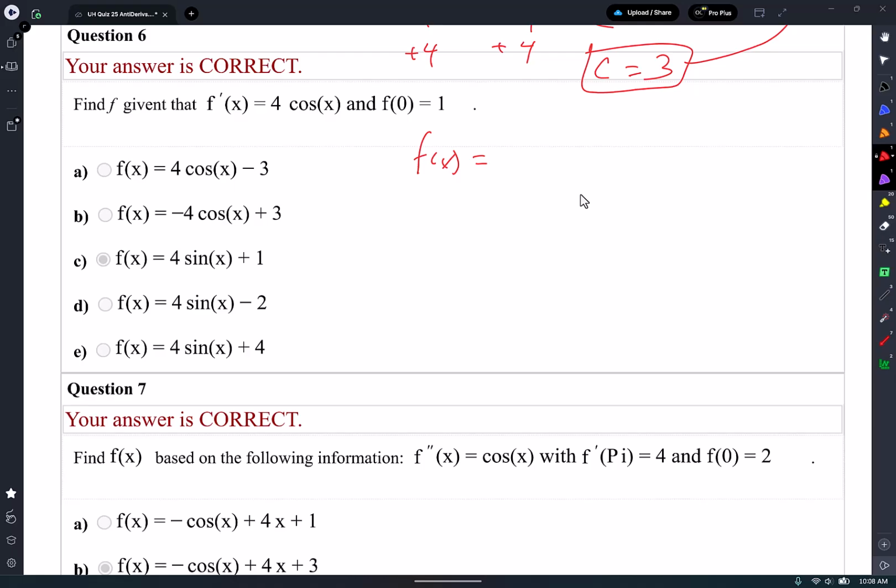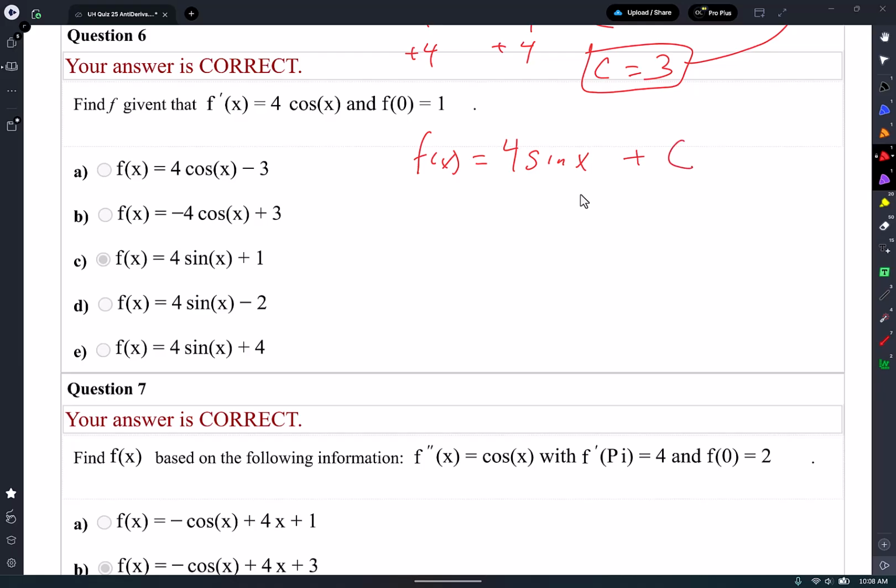The derivative of cosine would have been negative sine. But am I doing derivative or antiderivative? Antiderivative. So the antiderivative of cosine is just sine. That's a constant, leave the constant alone. So 4 sine x plus c.